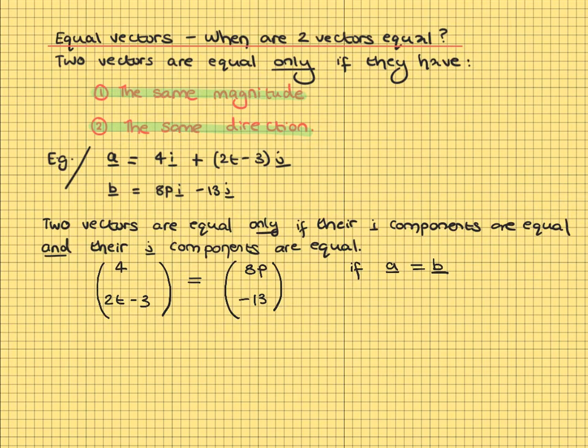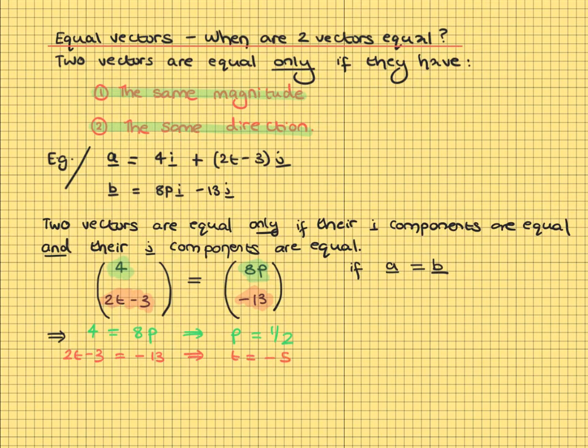Now, what does this then tell us? If we look at the i components, we can see that the only way for this to be true is if 4 is equal to 8p, which gives us p is equal to 0.5 or a half. Now, if the j components are equal, then this tells us that 2t minus 3 must be equal to negative 13, which tells us that t is equal to negative 5.